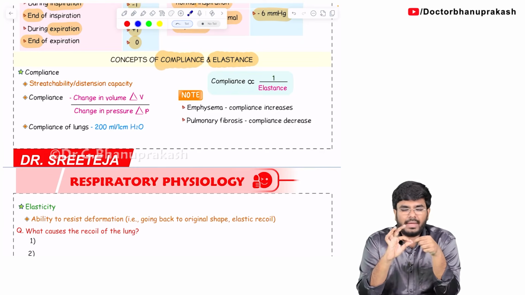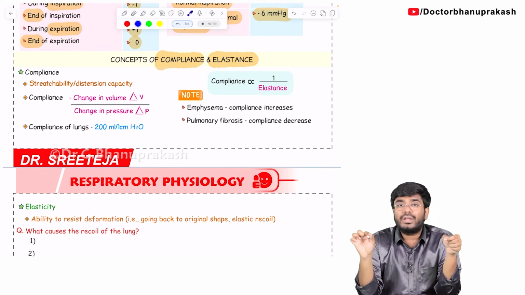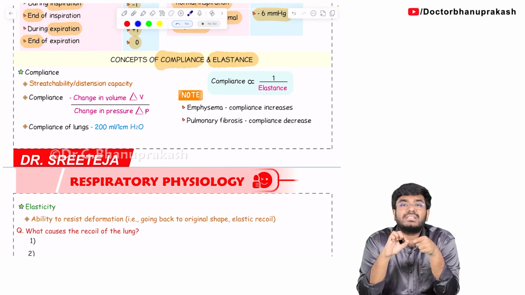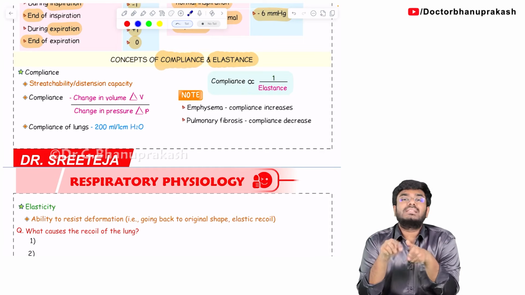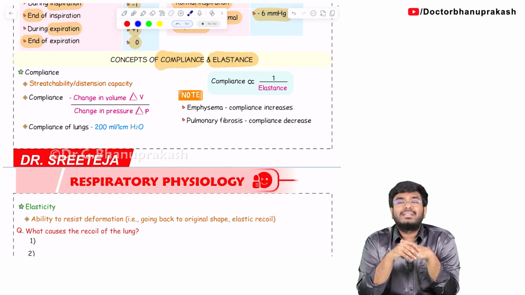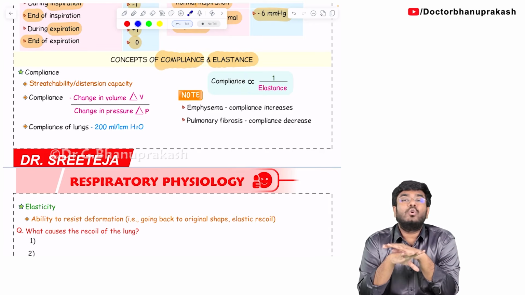Or imagine a bubble gum. Say I am taking a bubble gum and I am stretching it. Is it stretching or not? Yes. If a substance stretches easily, if a substance undergoes volume change easily with less pressure, that substance is called compliant. The substance which will not undergo any volume change is called elastic.